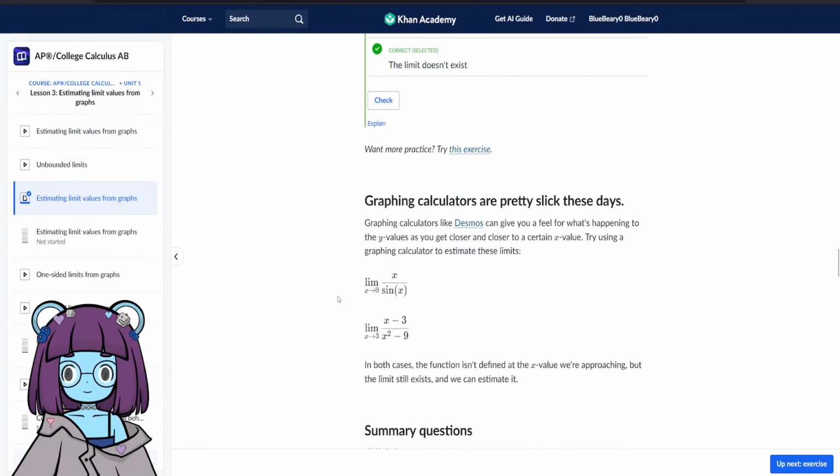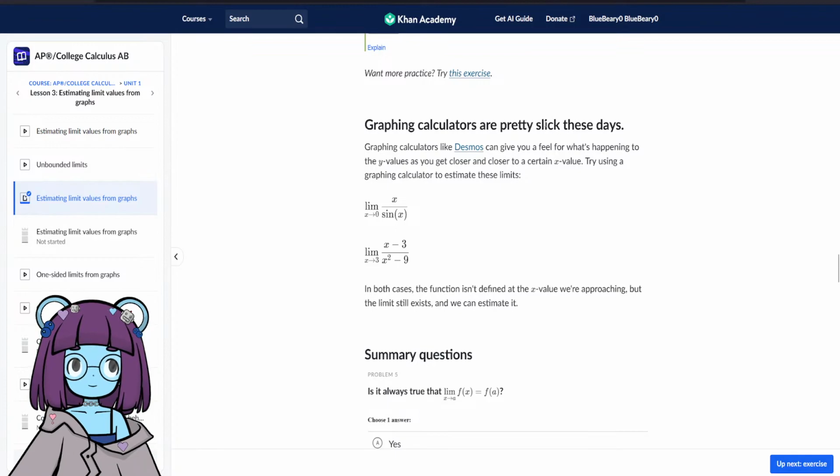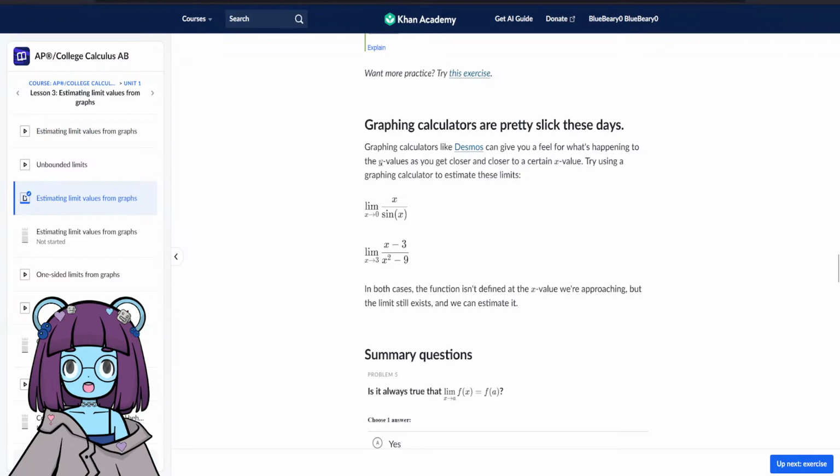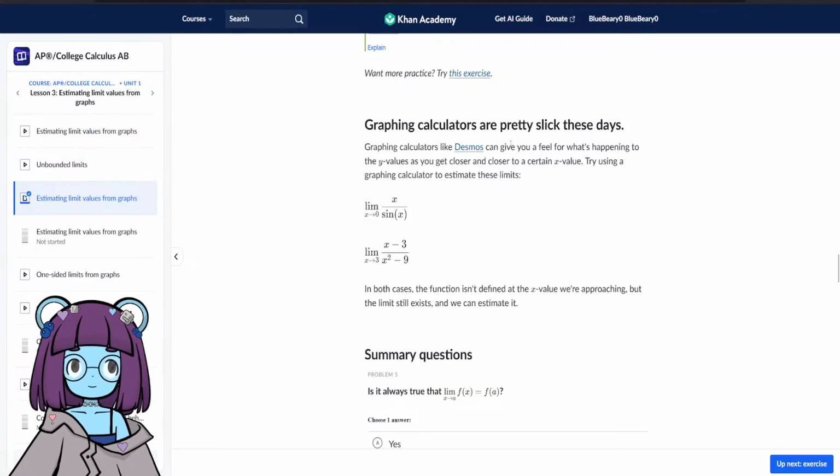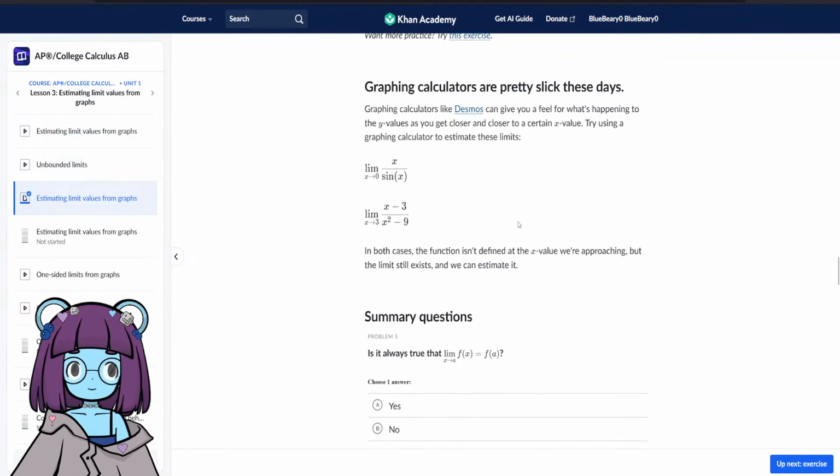Graphing calculators are pretty slick these days. Desmos. I haven't really used Desmos. I had a graphing calculator and I think it broke. Like an actual calculator, like a giant Pop-Tart looking calculator. And I'm pretty sure it broke. Desmos can give you a feel for what's happening to the y values as you get closer and closer to a certain x value. Try using a graphing calculator to estimate these limits.